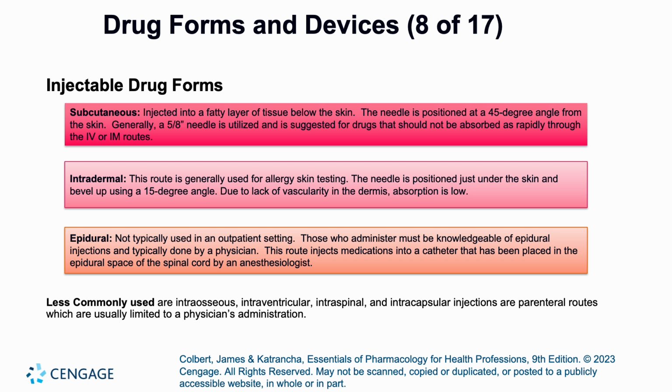And a 5/8 of an inch needle is a shorter needle, and then it's positioned at a 45-degree angle so that you're making sure you're not getting too deep, because we don't want that to get into the muscle layer or to be rapidly absorbed.